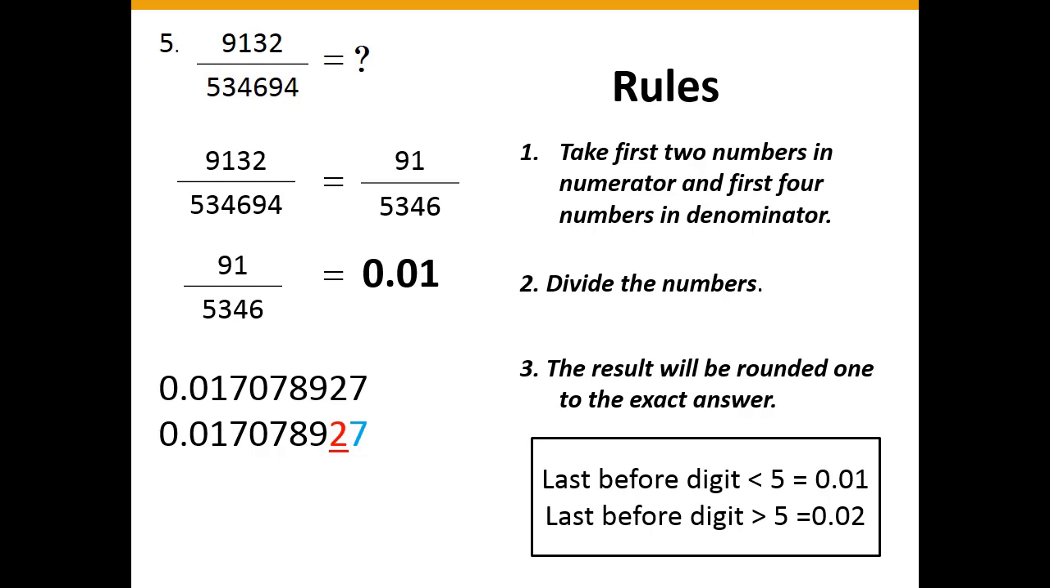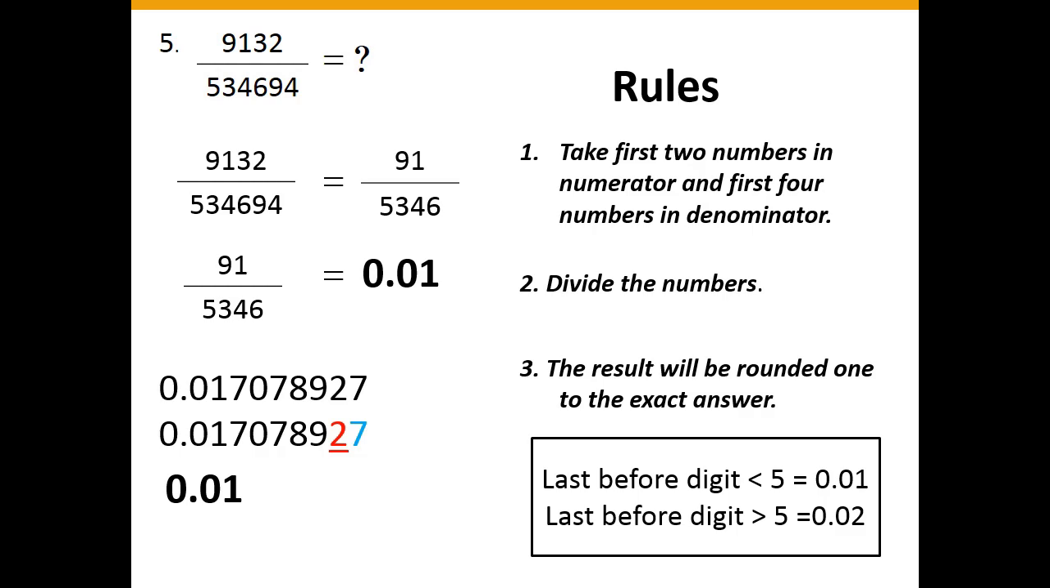See the last digit. The last digit is 7. See the blue colored number. It is the last digit, 7. See the digit before the 7, 2. Okay friends, now tell me if 2 is lesser than 5 or greater than 5. Absolutely it is lesser than 5. So we write the number after the decimal point as it is. So we got the answer as 0.01.